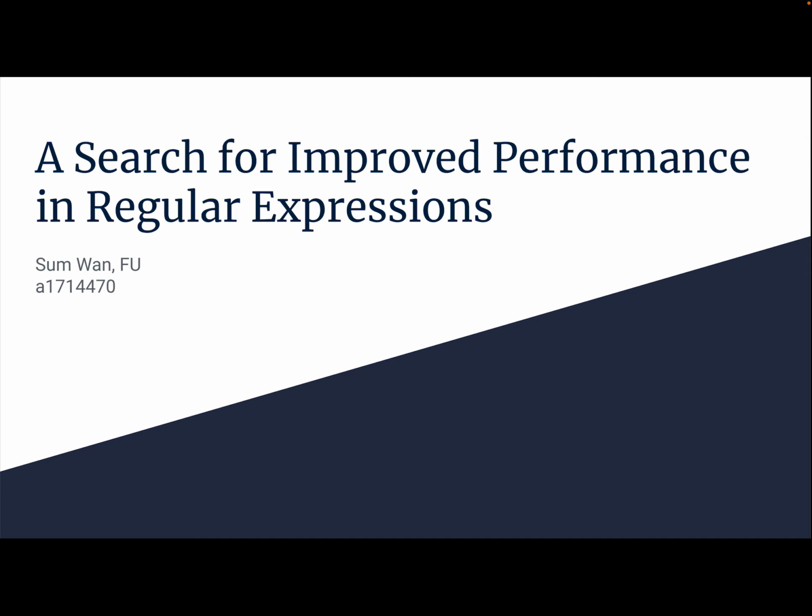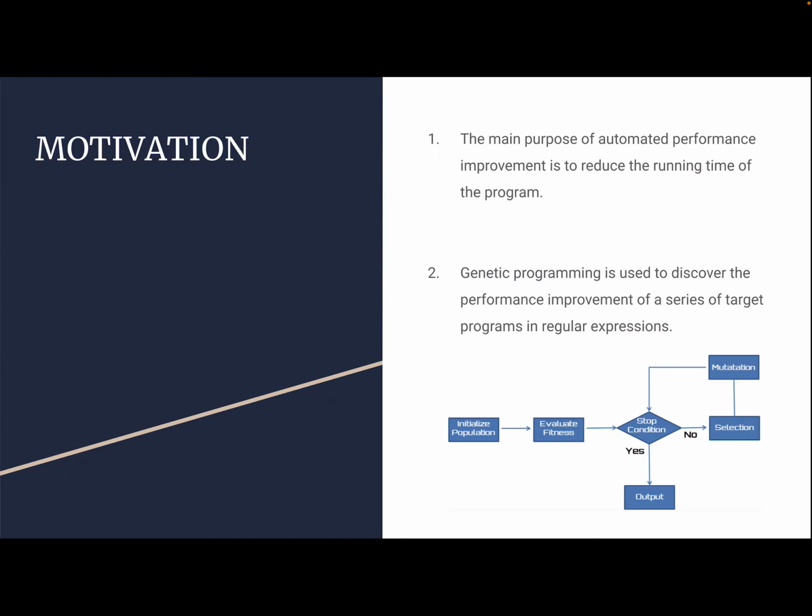Hi everyone, today I'm going to discuss a search for improved performance in regular expressions. The aim of this research is to find automated performance improvements to reduce the running time of a program while maintaining or improving functionality. Genetic programming is used to discover performance improvements of a series of target programs in regular expressions, which represents the first application of automatic software improvement to runtime performance in the regular expression language.